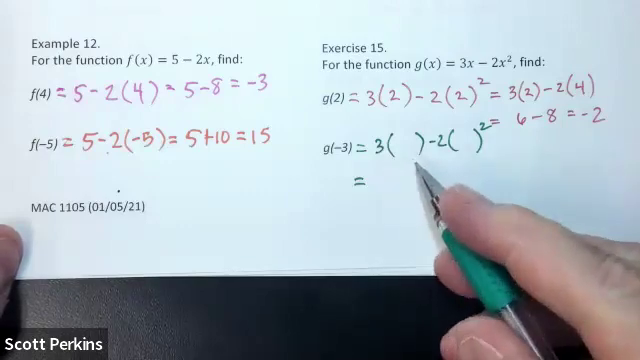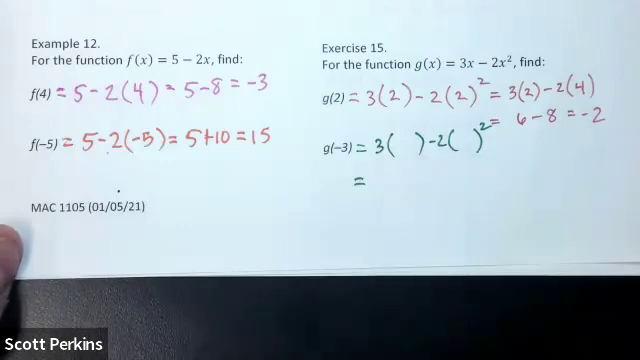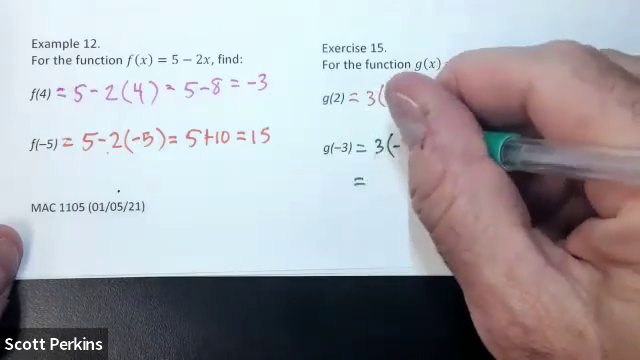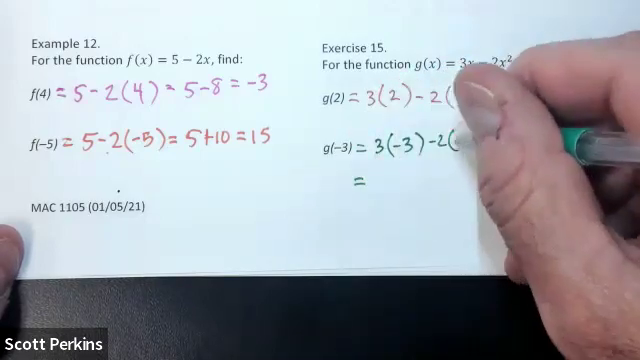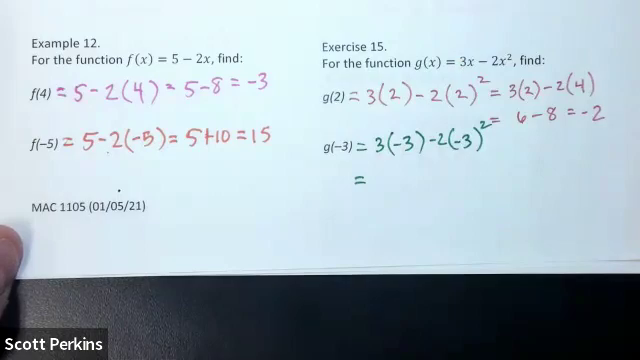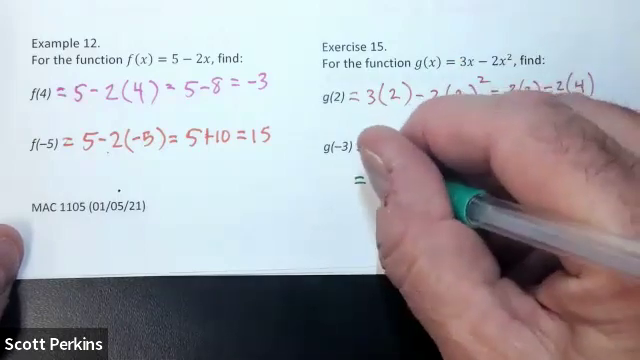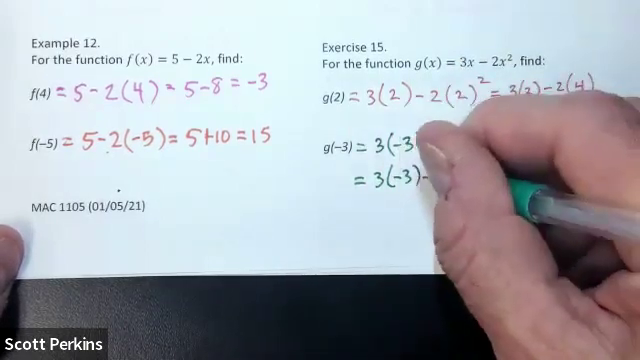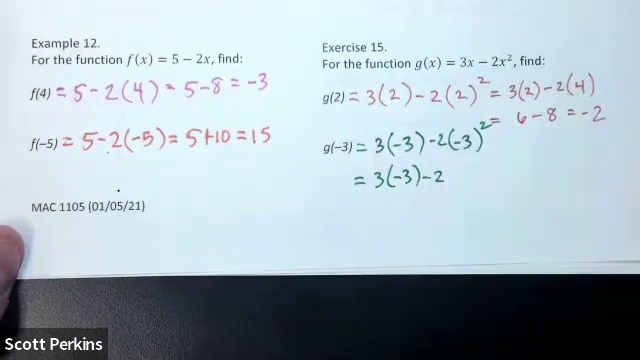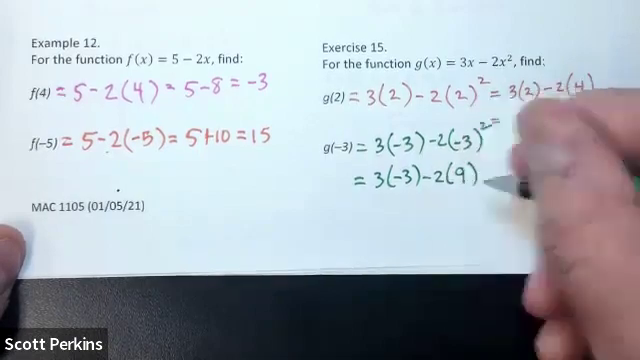All right, so 3 times the x value minus 2 times the x value squared. 3 times the x value is -3. -2 times -3 squared. Again, I'm going to do my exponents first. So I have 3 times -3 minus 2. -3 squared. What do you get when you square -3? +9. So there's a 9 now right there.